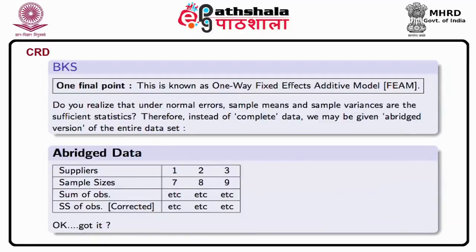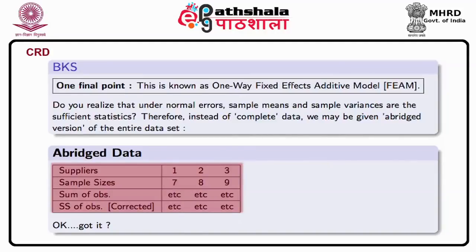Do you realize that under normal errors, sample means and sample variances are the sufficient statistics? Therefore, instead of the complete data, we may be given only the abridged version of the entire data set, namely the table showing suppliers 1, 2, 3, sample sizes 7, 8, 9, the sum of the observations, the sum of squares of the observations corrected, etc.